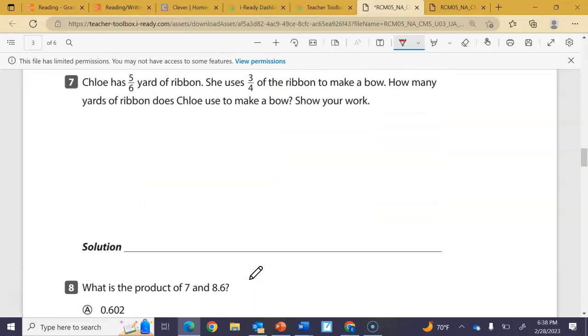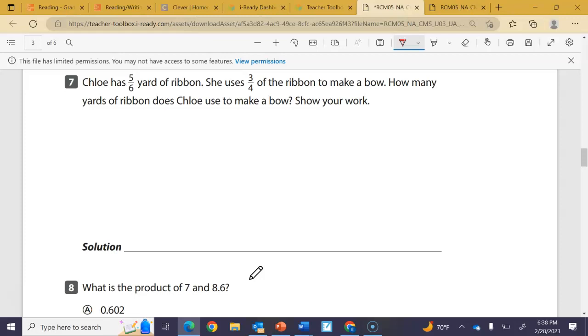All right. Number 7. Chloe has 5/6 yards of ribbon, and she uses 3/4 yards of ribbon to make a bow. How many yards of ribbon does Chloe use to make a bow? Show your work. All right, go ahead and pause the video and see how you do.